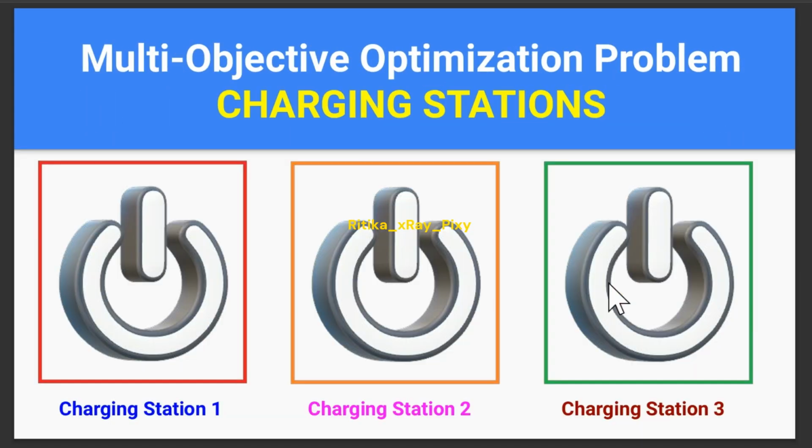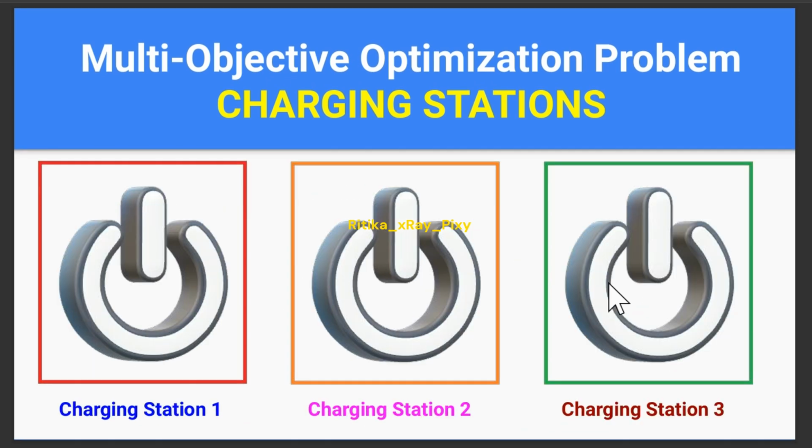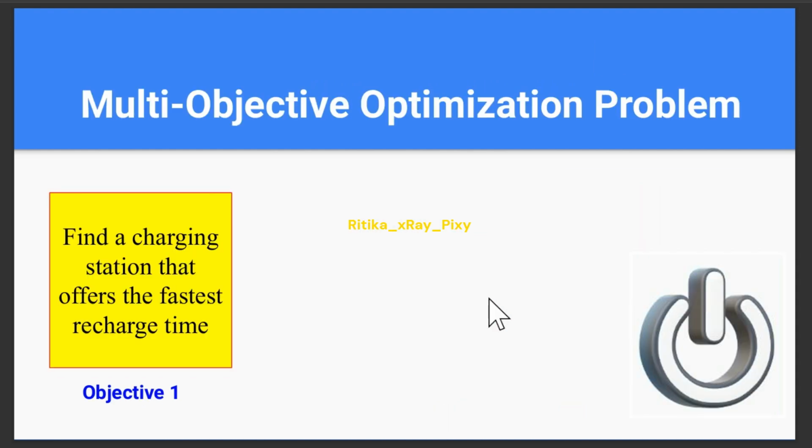So this problem can be considered a multi-objective optimization problem because this involves optimizing more than one objective function simultaneously, which may be conflicting or competing. So in this case, the objectives are the various charging needs of the robots. So we have multiple objectives here.